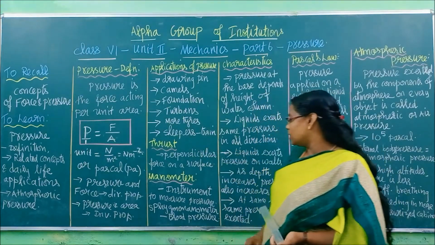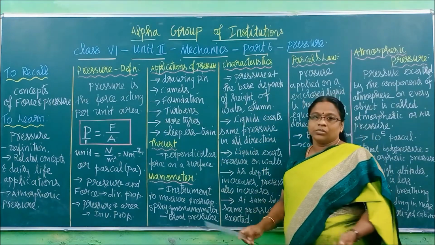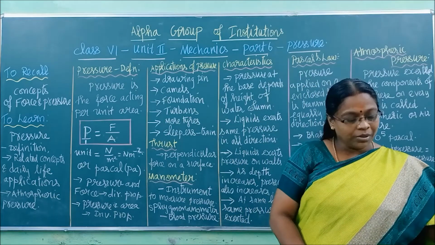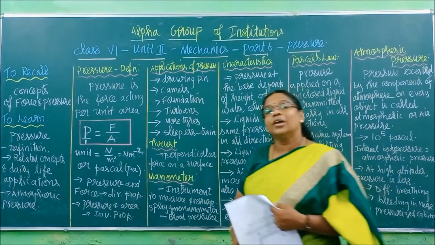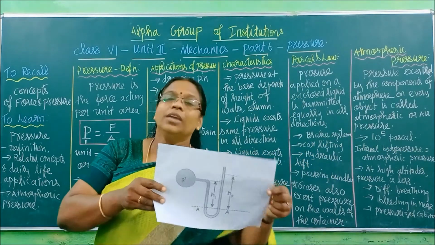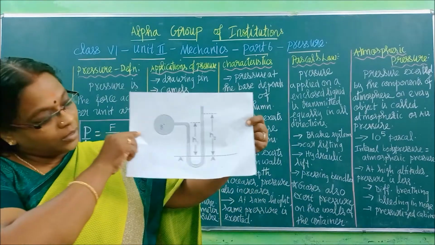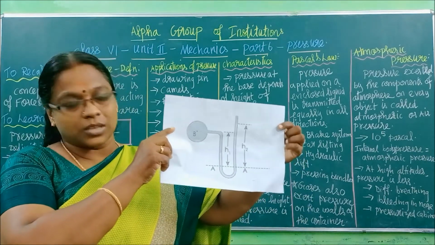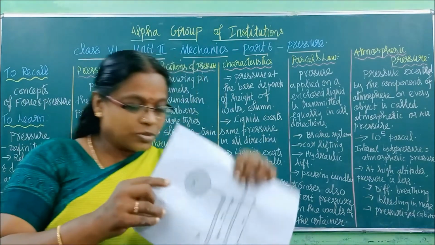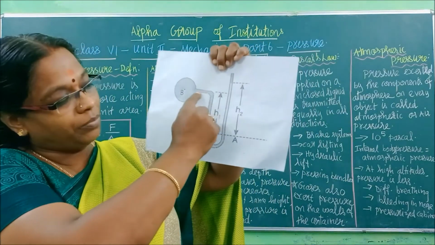Okay, next one is a manometer. It is an instrument which will measure the pressure of a liquid, how much pressure a liquid can exert. Now this is the picture of a manometer. You can even Google it and see, and in the book also the picture is there. You can watch it. It is a U-shaped frame.